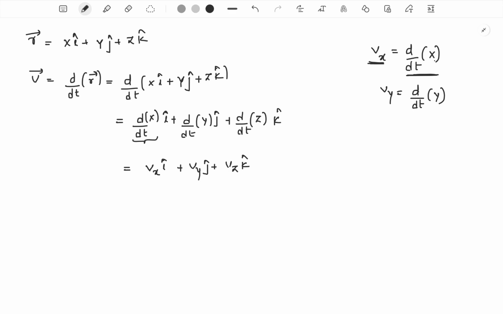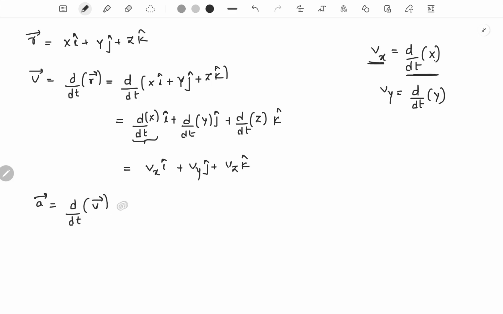So the x component of velocity is not dependent on the motion parallel to the y-axis, or the x component of velocity does not depend on the y coordinate of that particular particle's position. Okay, so once we get the velocity, we differentiate it further. Once again, we would get acceleration.